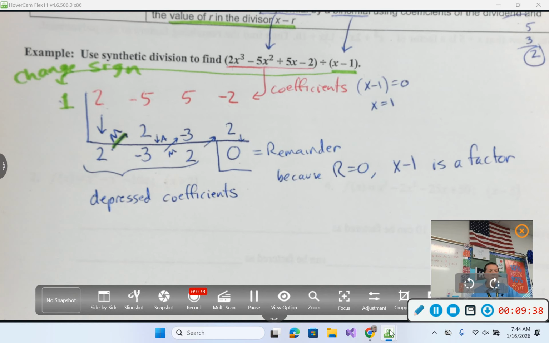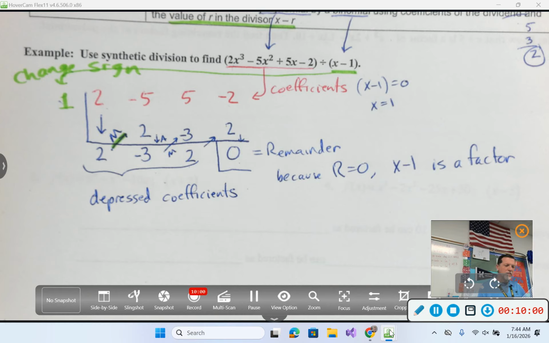We don't use that term often, but if you're trying to say, my new numbers, how do you say those? Those are the depressed coefficients. Why do you need to know it's depressed? I mean, you don't really need to know that that's what they're called, but so that we can call them something when it's time to talk about them, the depressed coefficients. Haley?